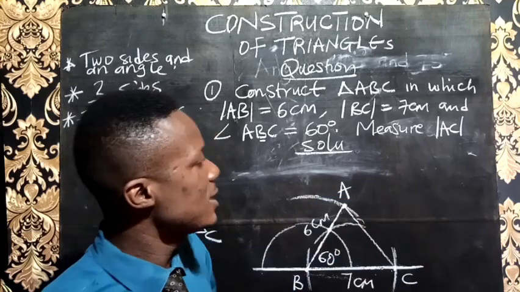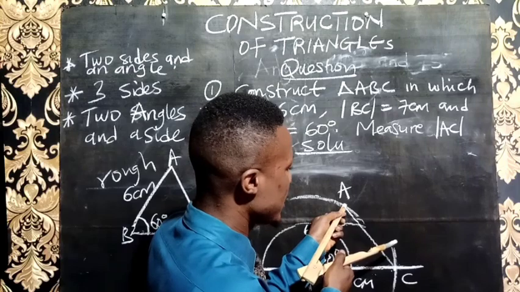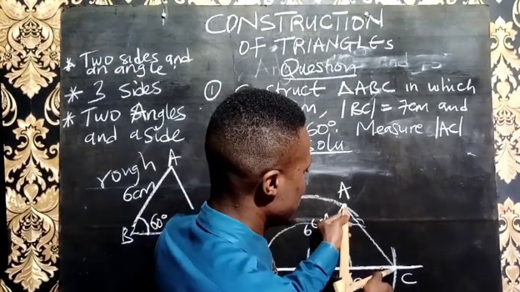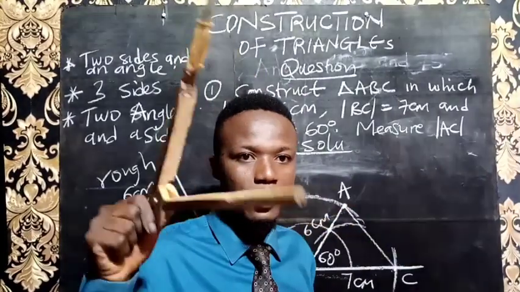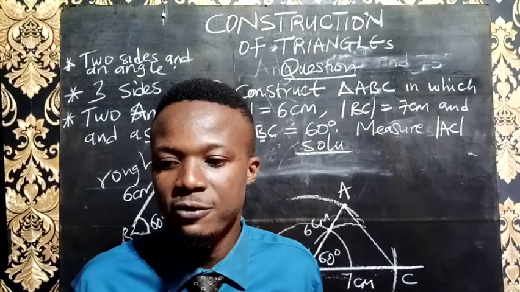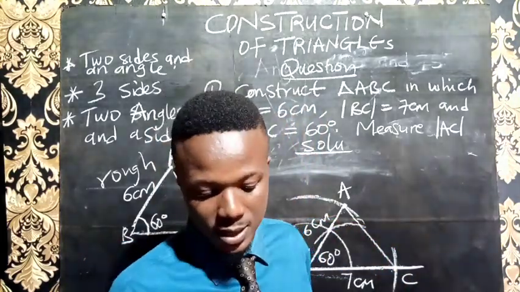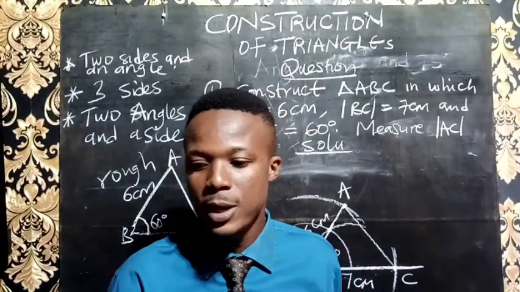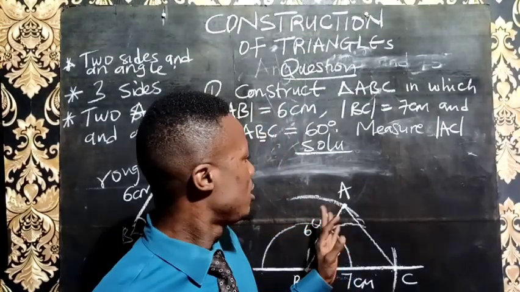measure AC. To measure AC, place the pin of your compass at A, adjust it to the point of C, then don't shake it. Go to your ruler, place it, whatever length it gives you is the size of the length AC that you want.